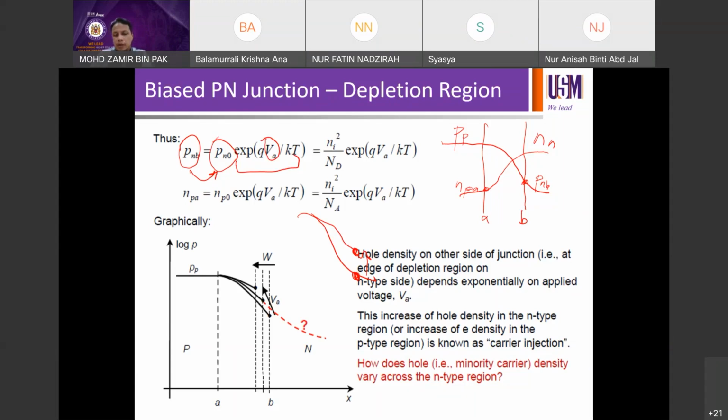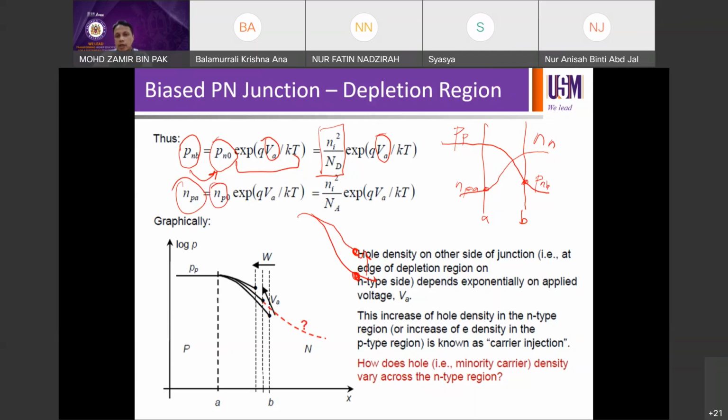Okay, so PNB equals PN0 times exponential of QVA over KT, and that is also equal to Ni squared over Nd. Ni squared over Nd is your PN0. Okay, remember law of mass action. So kalau you have not calculated that, you can either calculate PN0 first before inserting into this equation, or you can just do the calculation here, Ni squared over Nd, exponential of your bias voltage component. Okay, and the same thing happens to your NPA as well. So we want to know how much NPA changes in comparison to your NP0.